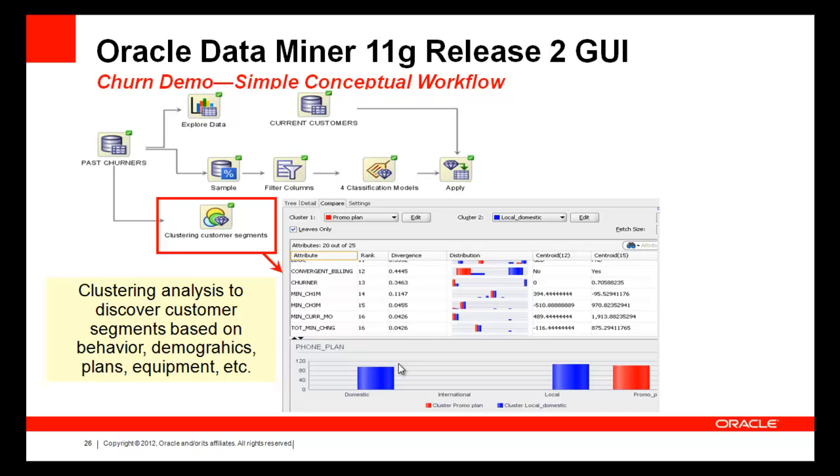If I'm doing clustering, which I'll show in a minute, I take the data, maybe past churners, and I try to cluster the data. And now I have different groups of people that I might want to give labels to, like local domestic people or promotional plans. But these start out just being called cluster 1 or cluster 2.